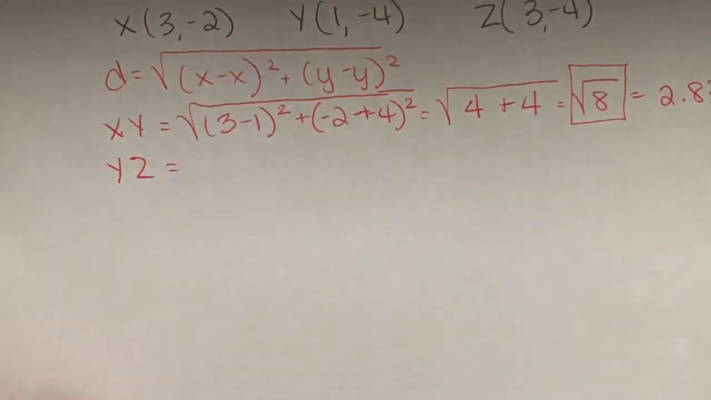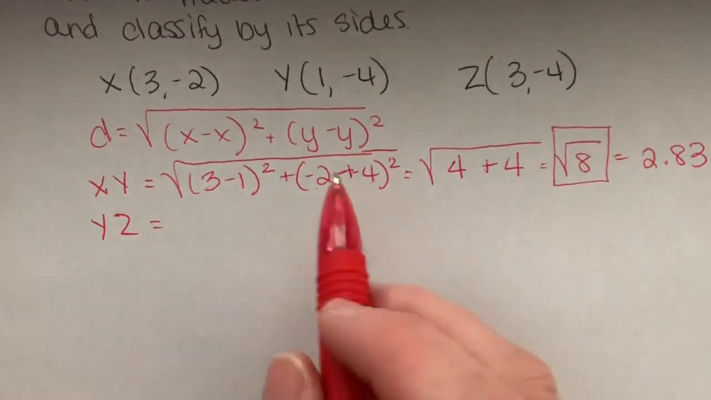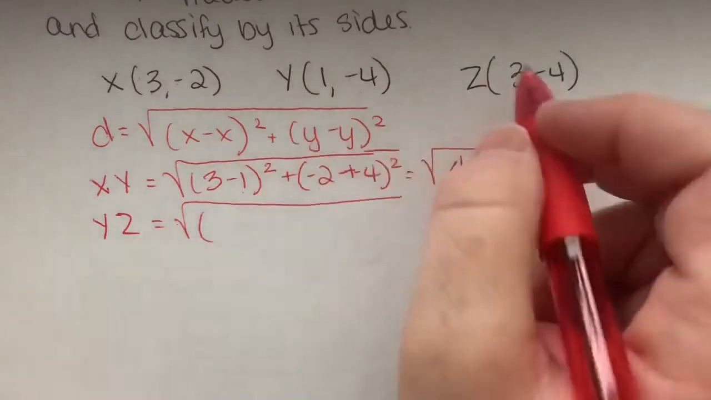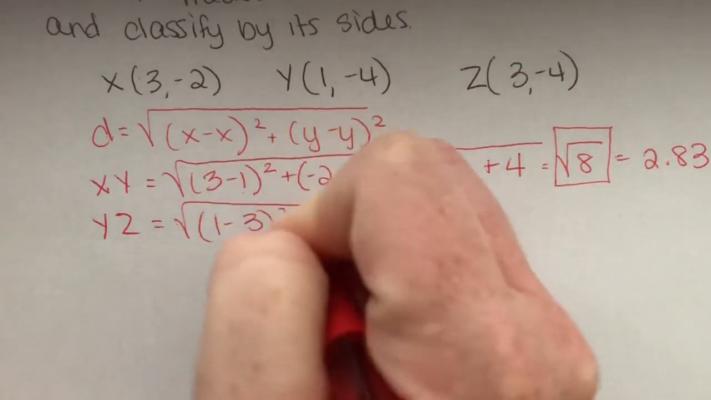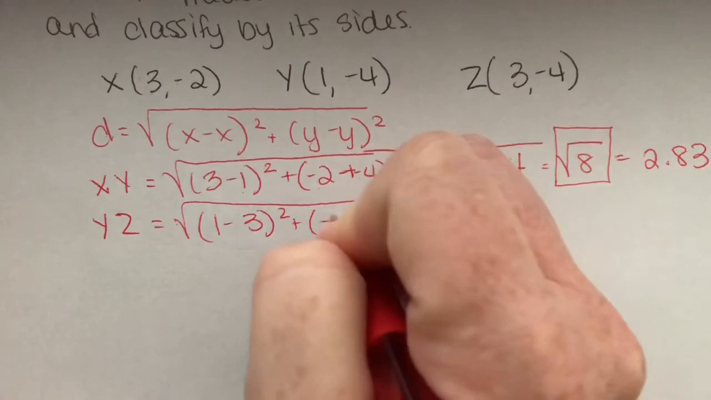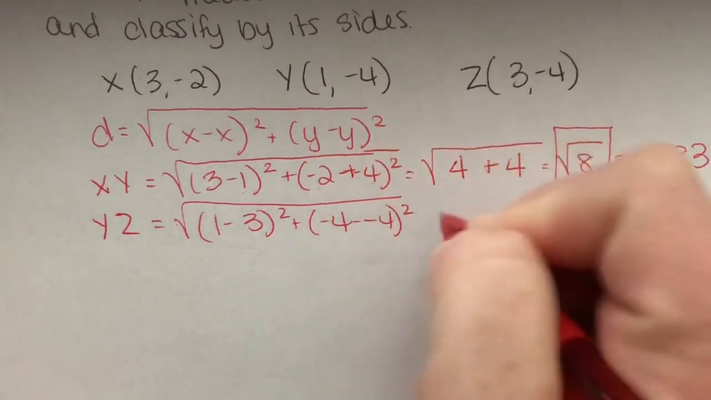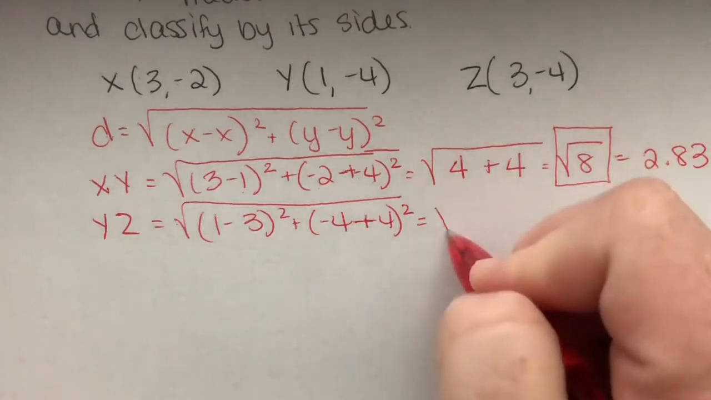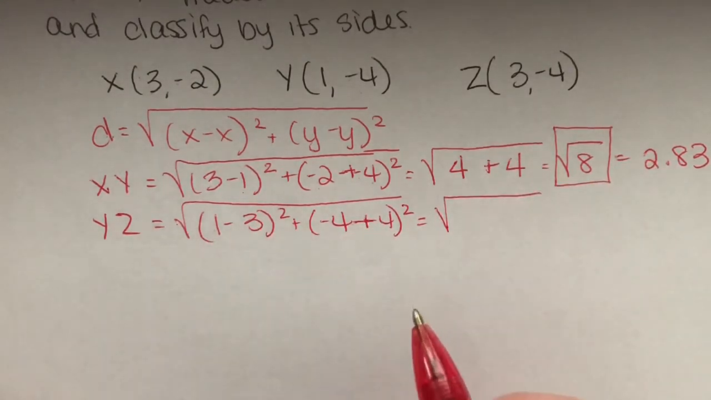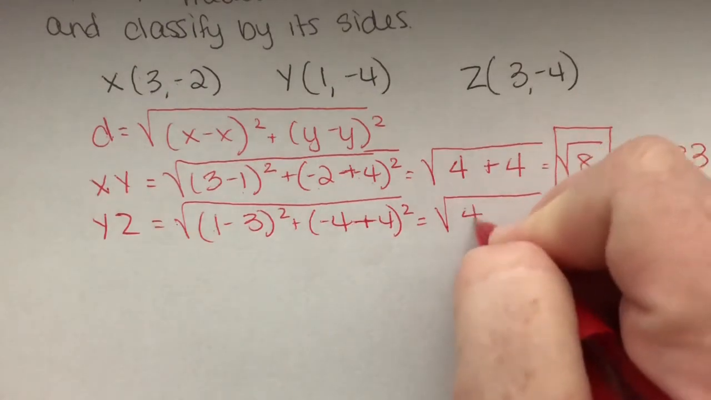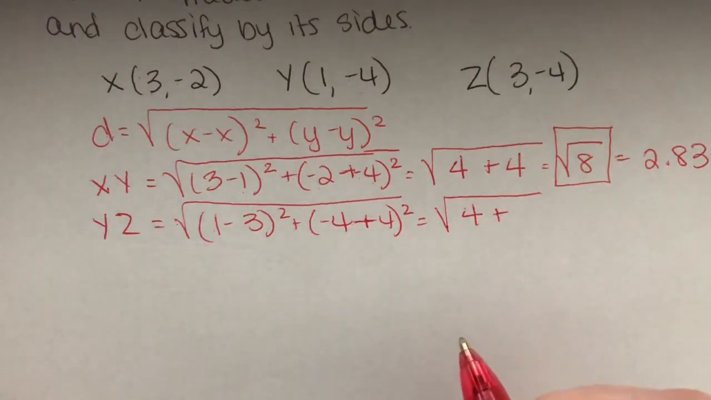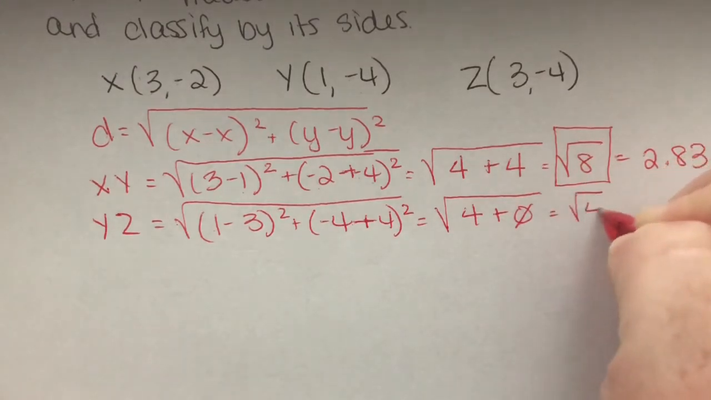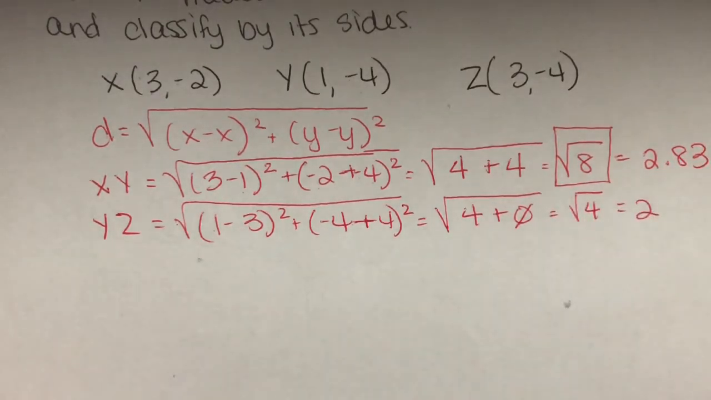YZ equals, and here's my Y and my Z up here. So same distance formula, x minus x, y minus y. And then I simplify. When I minus a negative, it becomes a big plus sign. Square root of 1 minus 3 is -2. -2 squared is 4. -4 plus 4 is 0. 0 squared is 0. So I get square root of 4, which is also 2.